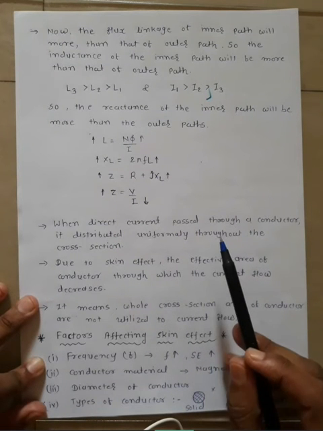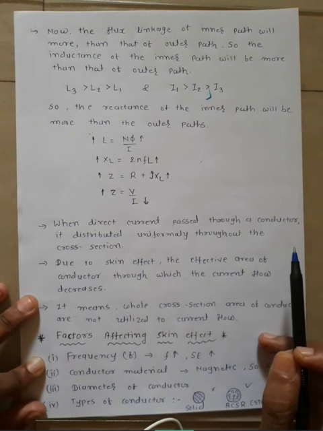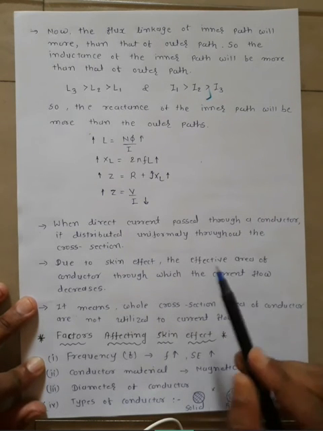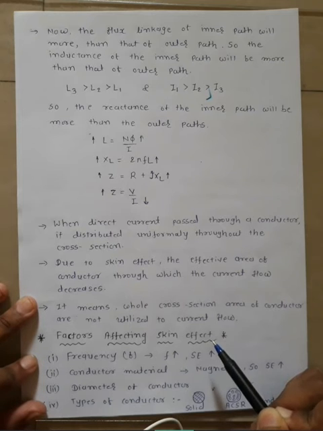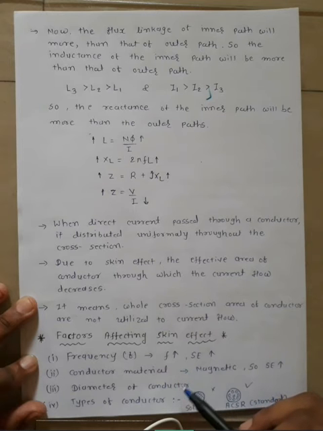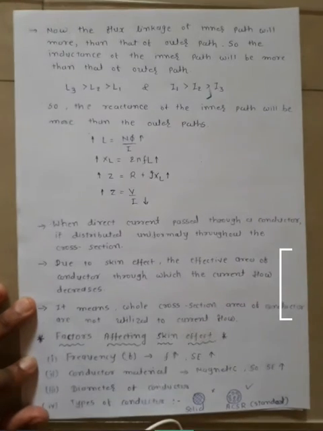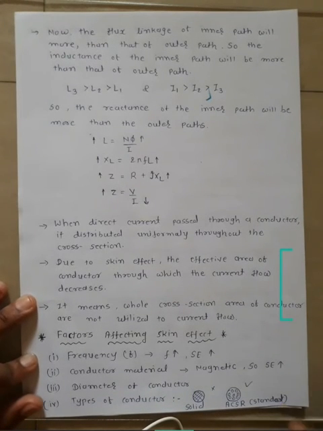While in an AC supply, the whole cross section area of the conductor is not utilized. The factors affecting the skin effect: when the frequency is increased, the skin effect increases. When the diameter of the conductor is larger, the skin effect increases. When we use magnetic material, the skin effect increases. And in a solid conductor the skin effect is more, while in ACSR or stranded conductors it is less.